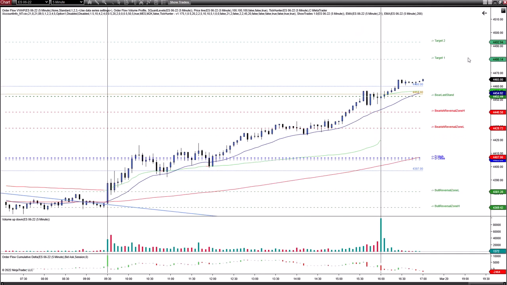So the potential targets for the longs are 4480, 4492. If price starts trading lower below 4452, we could see the price start pulling lower, maybe to the previous day VWAP, which is 4420. So keep that in mind, right? These are the important levels. Price might come back to this level.